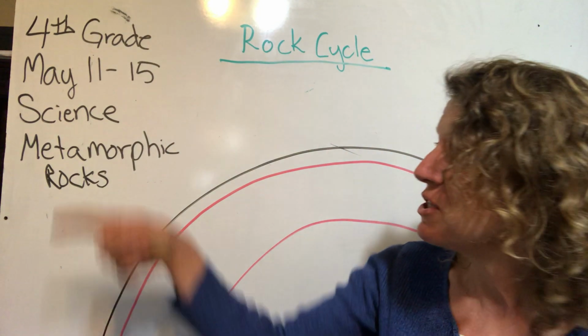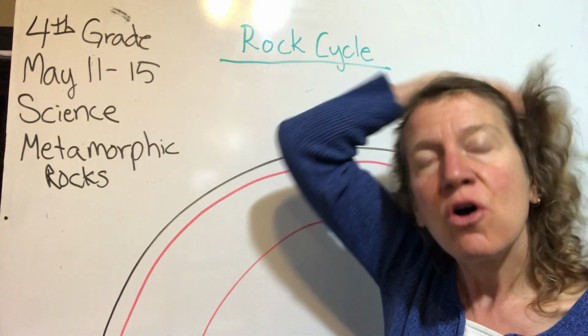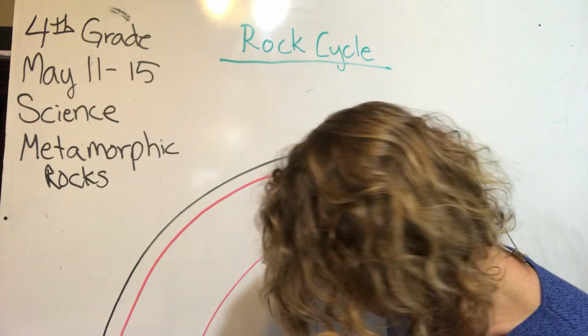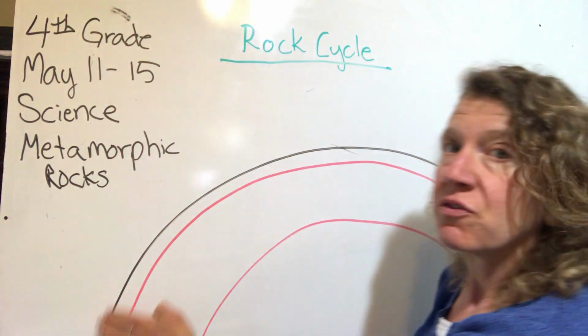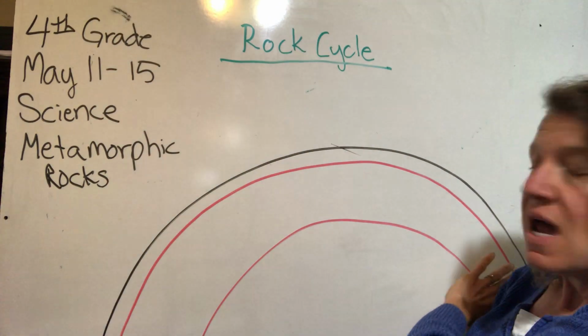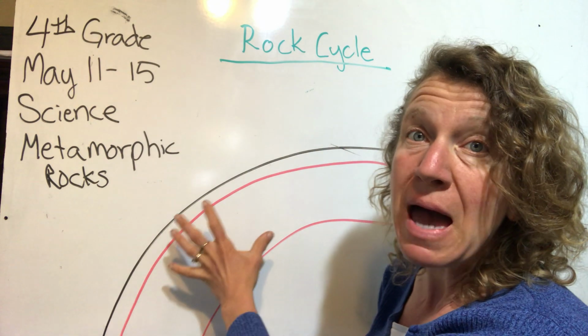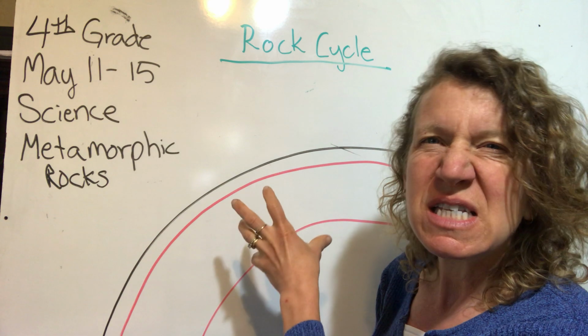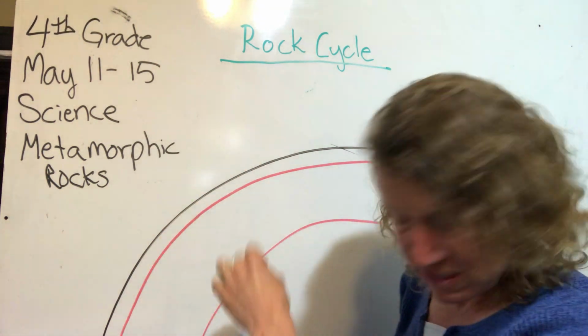Right, fourth graders, before we talk about metamorphic rocks, let's talk about the rock cycle and all three different types of rocks, okay? So when we talk about the rock cycle, we talk about the Earth's surface, and underneath the Earth's surface is the mantle, and this is where there's magma, okay? Magma, it's that hot molten rock just underneath the surface of the Earth.